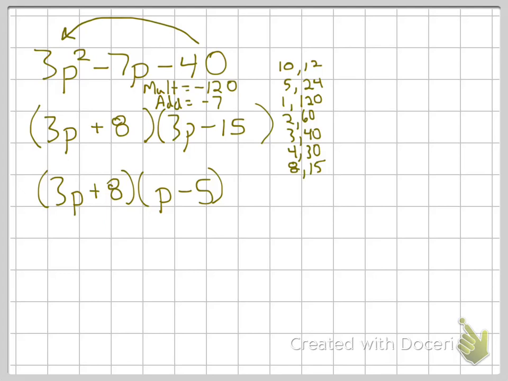If we check with the box method, I got an 8 and negative 5. So that would get me to 4, negative 40. 3p and p would get me 3p squared. And it's the 8p and negative 15p that combines to be negative 7p.